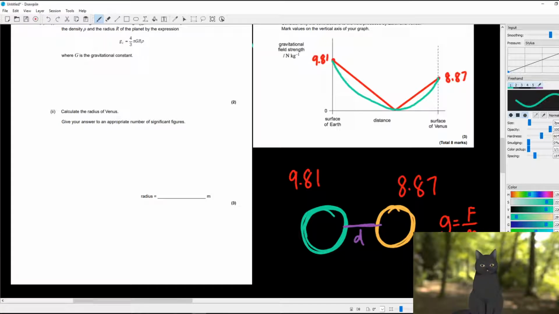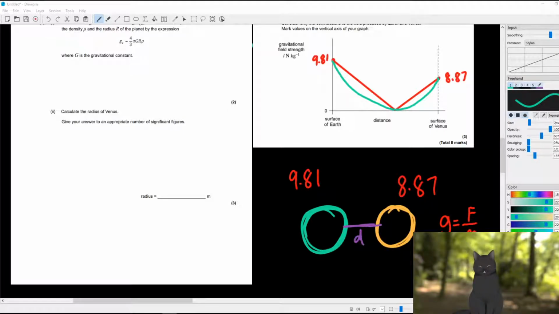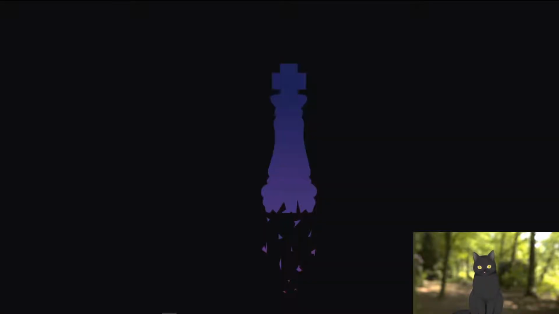Does it match the mark scheme? I haven't seen the mark scheme though. Yeah, it does. Okay, let me double check. Paranoia. I need to double check to make sure I don't make a mistake.